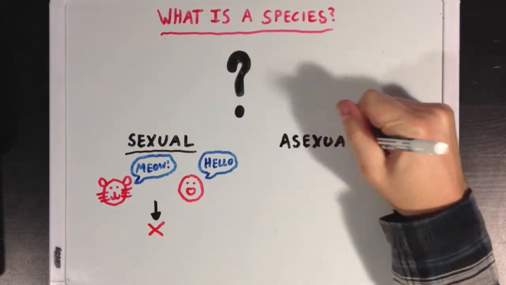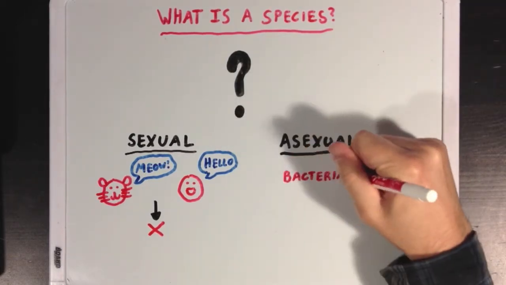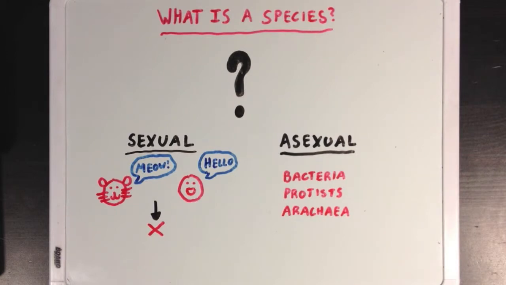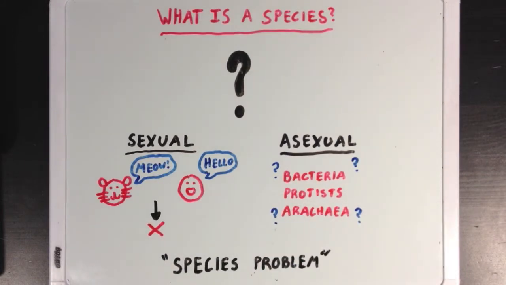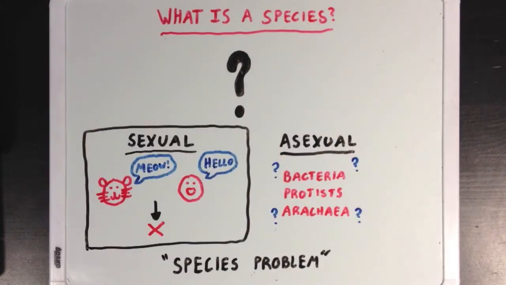However, for asexually reproducing organisms, like bacteria, protists, and archaea, it's a little more confusing. These species don't mate with other organisms, so we have a difficult time classifying them into different categories. And we call this the species problem. But in this video, we're going to spend time just looking at those sexually reproducing organisms.